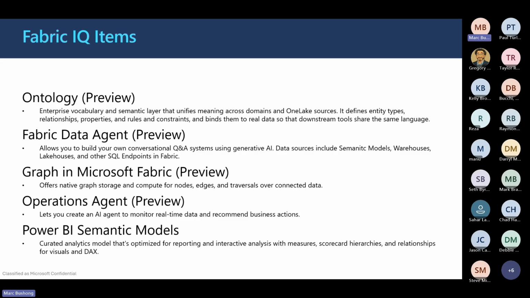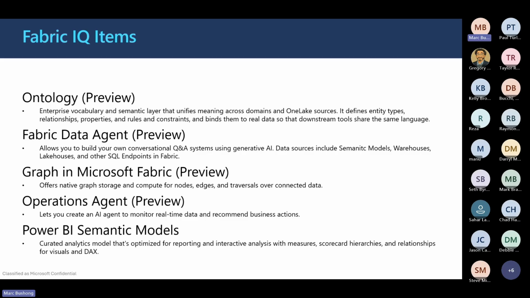So with Fabric IQ, we've wrapped some things that already existed into Fabric IQ in a big wrapper, and some things are new. So now what we call Fabric IQ is this big workload. We have ontology, Fabric data agent, graph, operations agent, and semantic models. The biggest thing that we're talking about in this presentation is Fabric data agents, and I'll get to that one. But the biggest groundbreaking change is going to be ontology, especially if you're in the AI space.